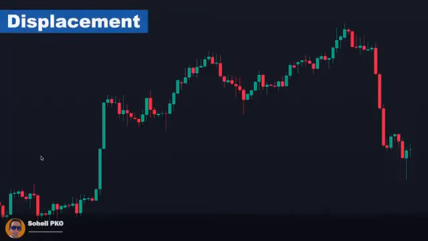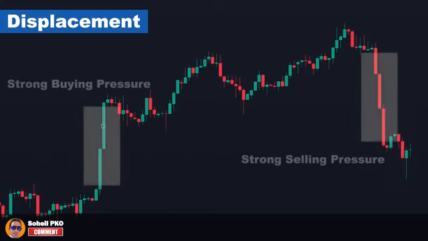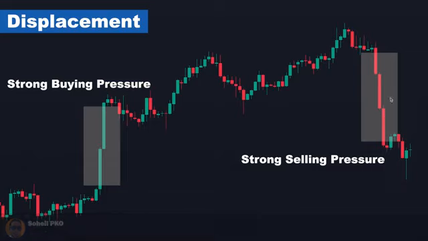The next concept is displacement. Displacement is a very strong movement of the price which creates strong buying or selling pressure. Displacement can be a single candle or it can be a group of candles, like 2 candles or 3 candles, which all of them are in the same direction. I mean all of them are red or green, and basically they are strong candles, which means they have a large body and very short shadows.